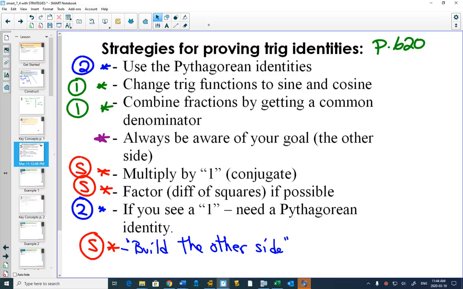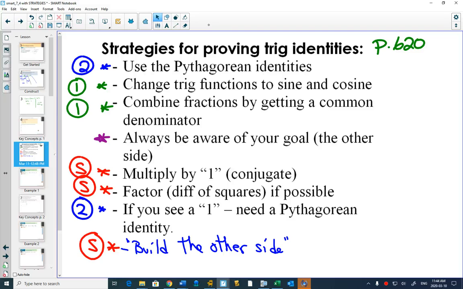So sometimes, I even use this on tests. A student will go, I don't know what to do. Well, okay, if you don't know what to do, you can always change things to sine and cos and get a single fraction. And they'll say, I've done that already. It's still not working. So I say, you're stuck. And that's the hint that you need to use one of the stuck strategies.